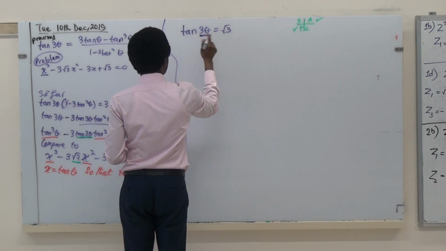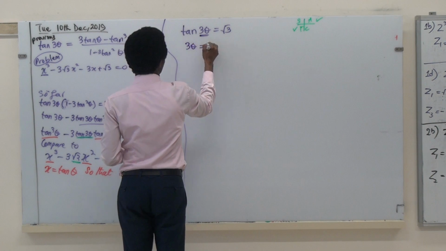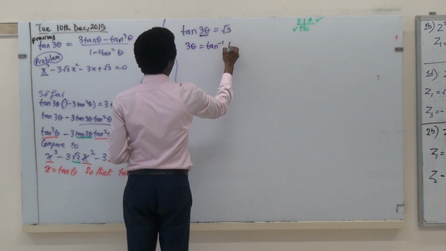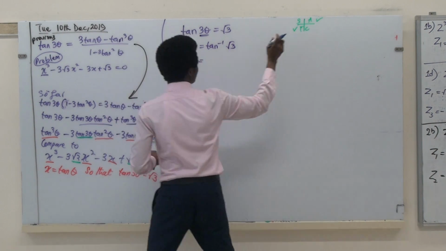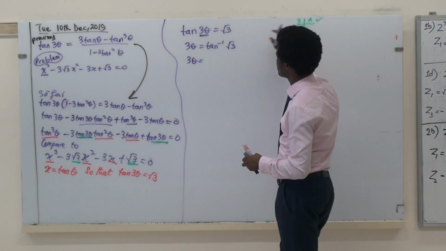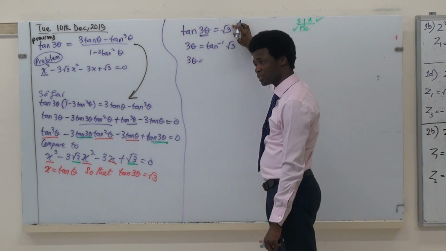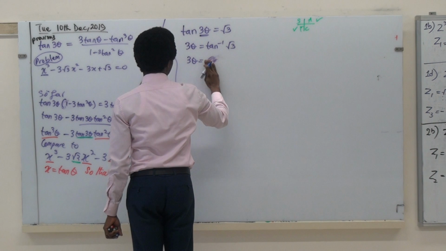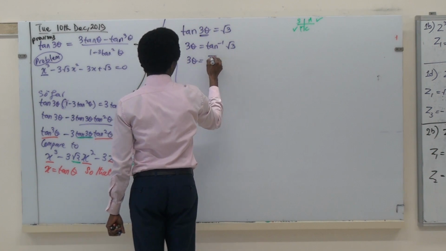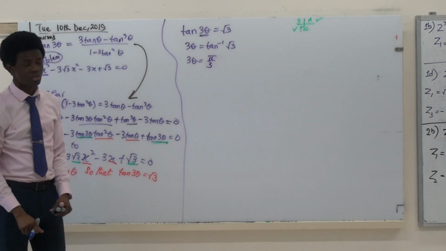So, if tan 3 theta is this, then 3 theta will be arctan of root 3. Which means 3 theta is in the first quadrant or the third quadrant because tan 3 theta is positive. Now, in the first quadrant, this is root 3, pi over 3. 60 degrees.